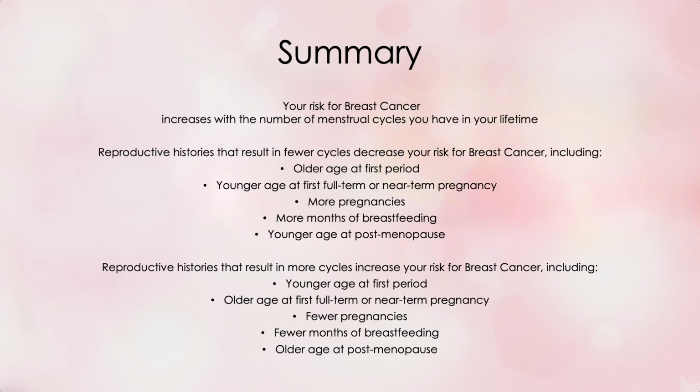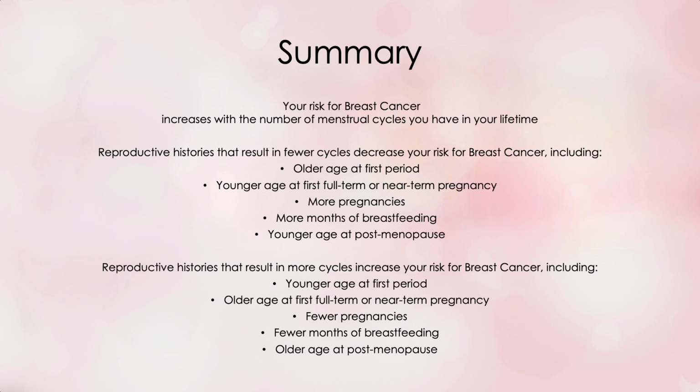Well, if it's cycles that increase your risk for breast cancer, what is it about cycles that increases your risk? And that's what we'll dissect in the next video. So what you've learned here today is that your risk for breast cancer increases with the number of menstrual cycles you've had in your lifetime. Therefore, reproductive histories that result in fewer cycles decrease your risk for breast cancer.